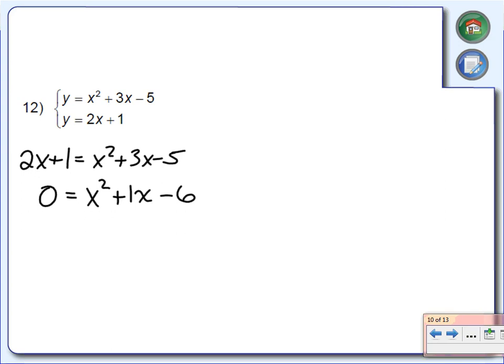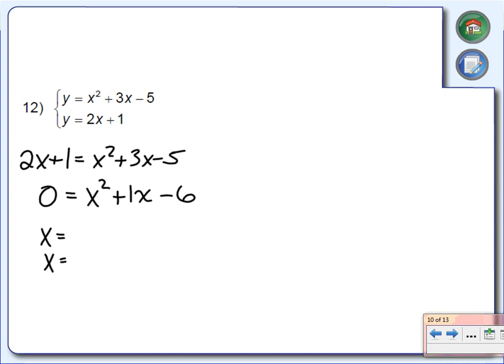So what I need you guys to do is go to your calculators, go to y equals, and let's graph x squared plus 1x minus 6. We're going to find the solutions by looking at this graph. Remember, what we're looking for in that graph are the x-intercepts.